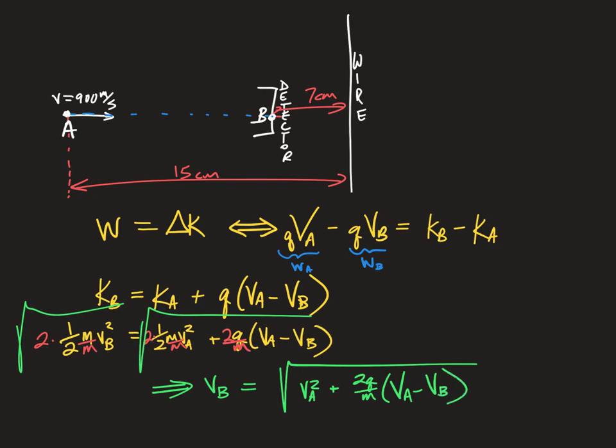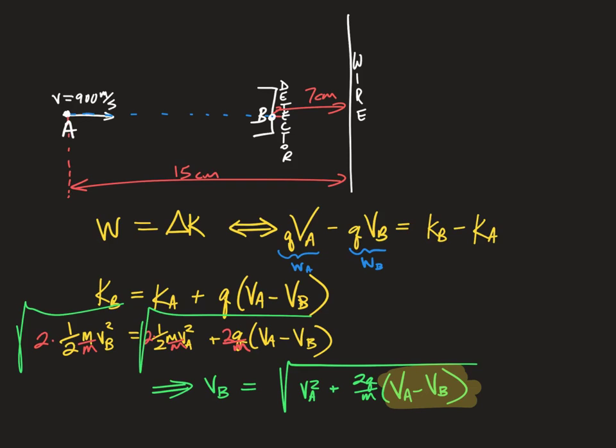So again, the squared VA is a speed, whereas the other VA, VB are voltages. And we would get something from that. Problem is, I don't know what that is. I absolutely don't know what the difference in voltage is. We weren't given any information about voltage. So I have to find some other way to compute the voltage.